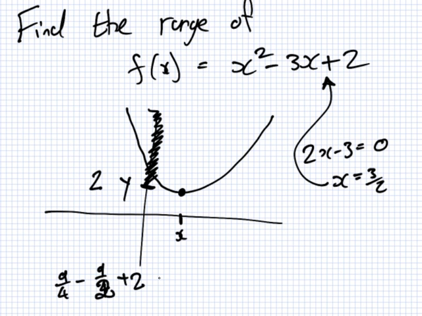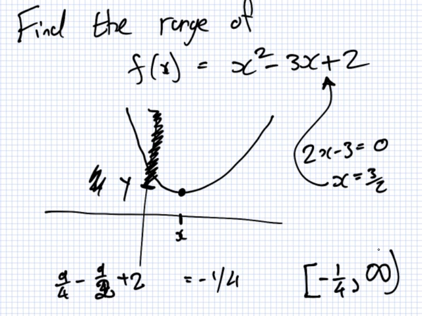So what will I get here? Plus 9 over 4, minus 9 over 2, is minus 9 over 4, plus 2. Minus 1 over 4. Yeah, minus 1 over 4. Thank you. So the range would be from minus 1 over 4 to infinity then.